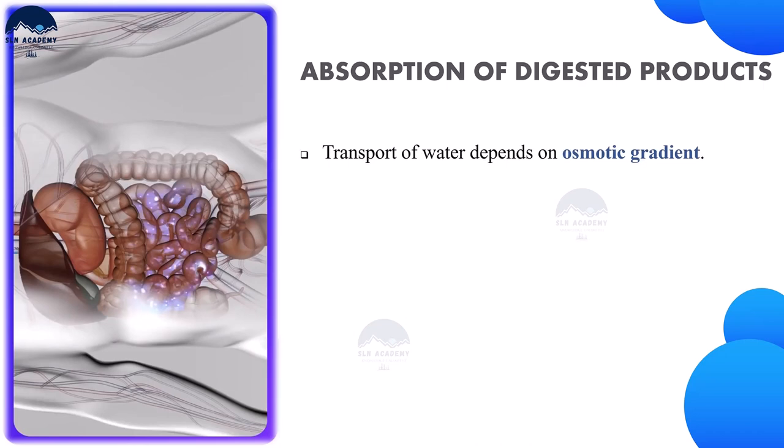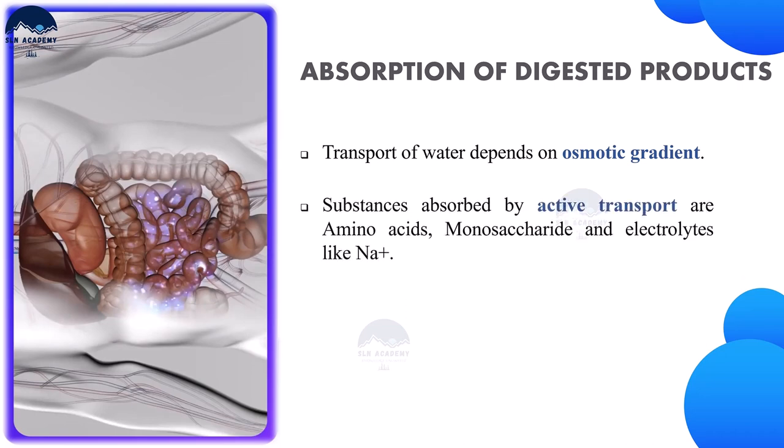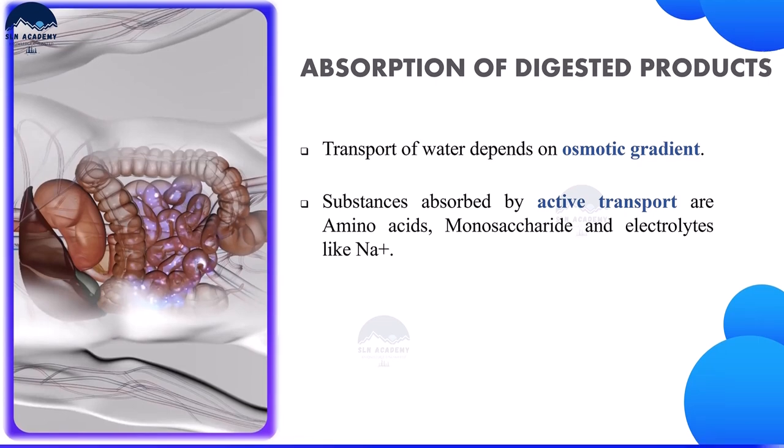Transport of water depends on osmotic gradient. Substances absorbed by active transport are amino acids, monosaccharides, and electrolytes like Na+.